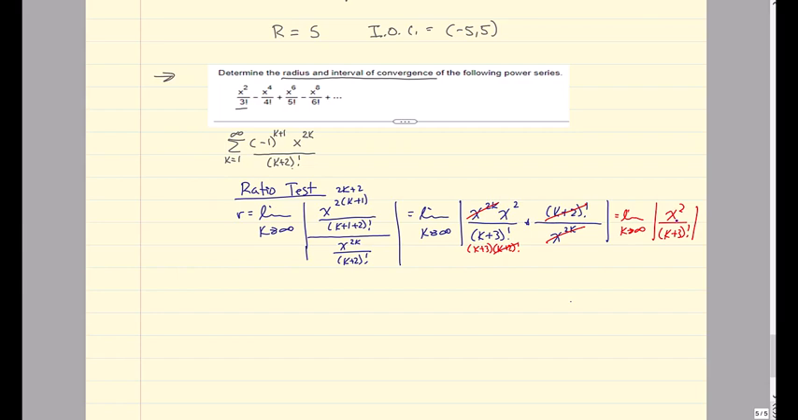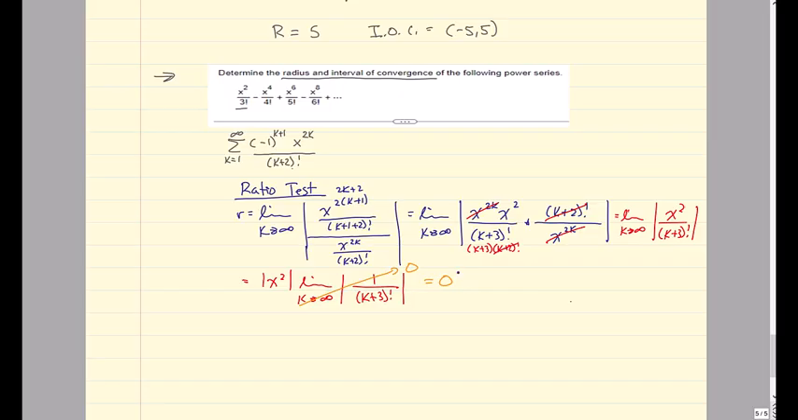Well, if we want to pull out constants here, I could pull out the absolute value of x squared, and I'd be left with the limit as k approaches infinity of the absolute value of 1 over k plus 3 factorial. Well, this piece right here is going to 0 because the numerator is fixed, the denominator is increasing without bound. 0 times x squared is equal to 0.